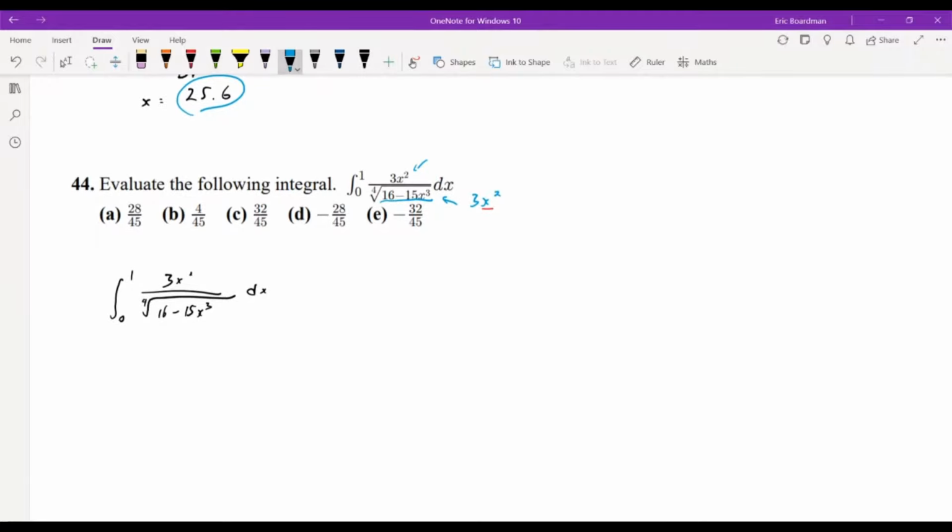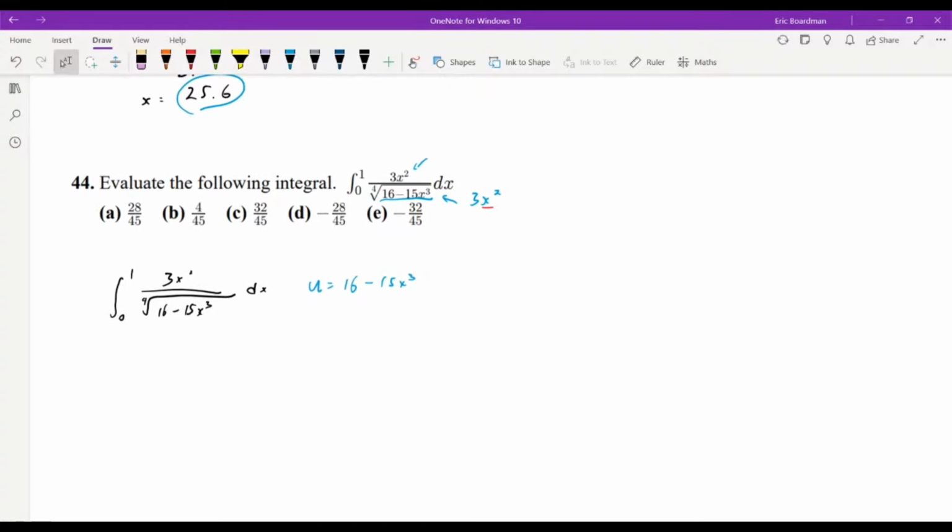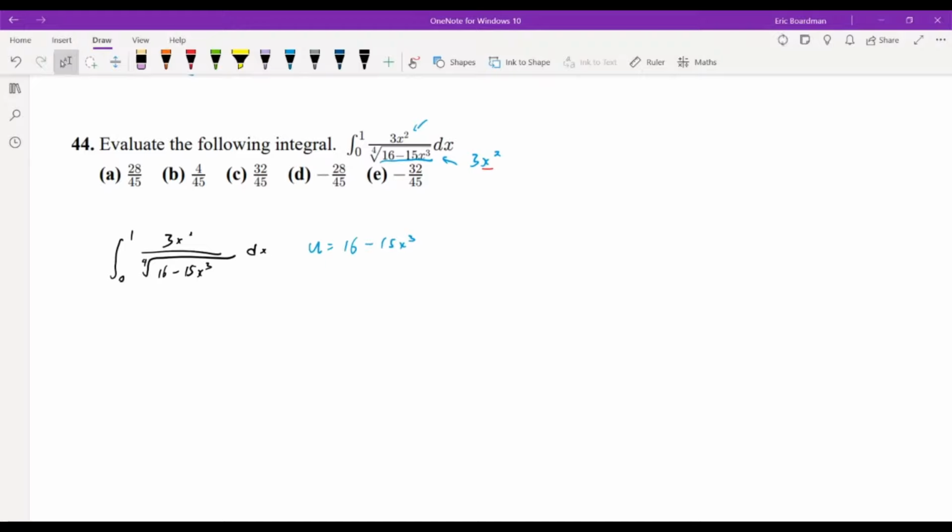Now I'm going to say u equals 16 minus 15x cubed. You can see that if I made u equal to negative 15x cubed, it would do the exact same thing. My derivative would be the same because the derivative of 16 is just 0. But with u substitutions, you want to take as much as you can, and you'll see why, because you want to make sure that the entire ugly part of the denominator gets eliminated.